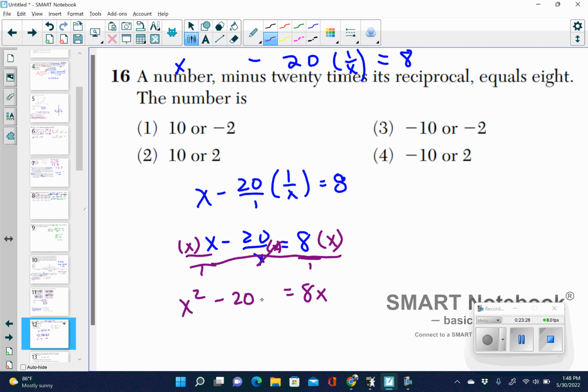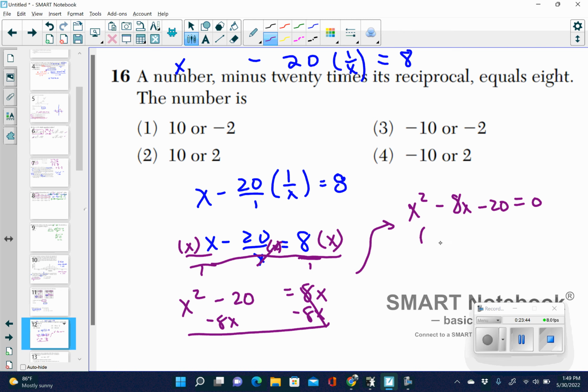Okay. If that confused you right there, just ask me and we'll go through that in class. All right. So we have x squared. We're going to bring everything to one side. So minus 8x minus 8x. So this cancels out. So I have x squared minus 8x minus 20 is equal to 0. And then I have to solve. So I'm looking for, again, the AM method, two numbers that add to be negative 8 and multiply to be negative 20. 10 and 2. That should work.